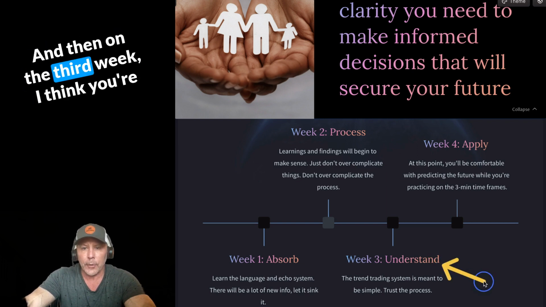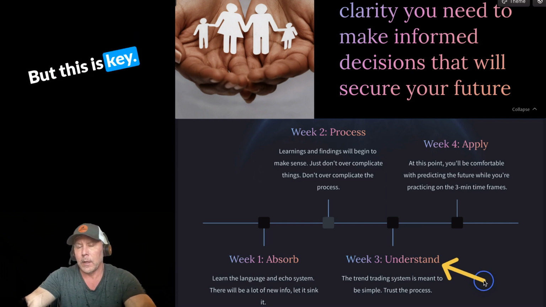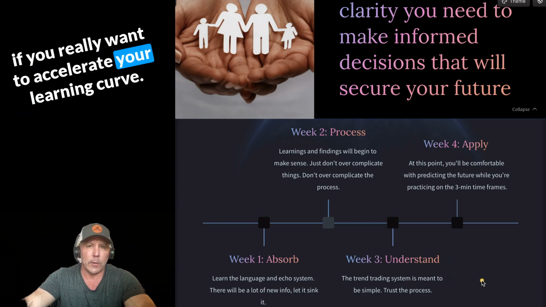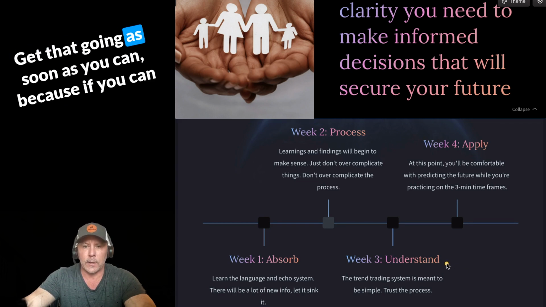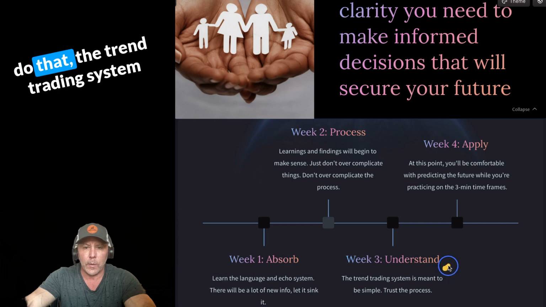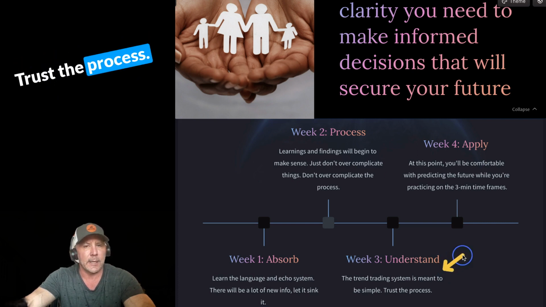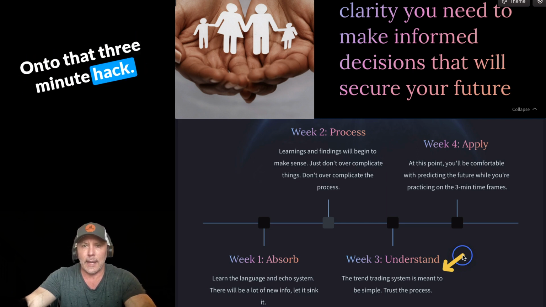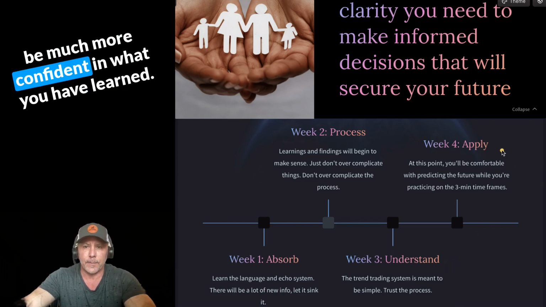Then in the 3rd week, I think you're going to start to understand things. It's going to start to come together. But this is key. Remember that 3-minute hack? It's right around that 3-week time frame where, if you really want to accelerate your learning curve, get that 3-minute hack going as soon as you can. Because the trend trading system is really meant to be simple, trust the process, but you need to train your eyes on that 3-minute hack. And once you train your eyeballs, you're going to be much more confident in what you have learned.